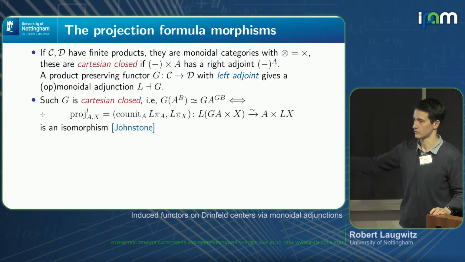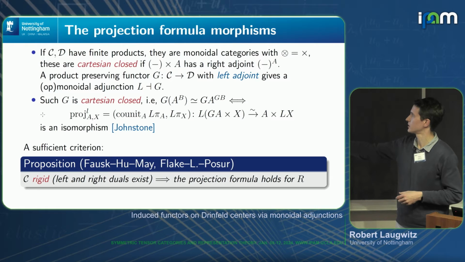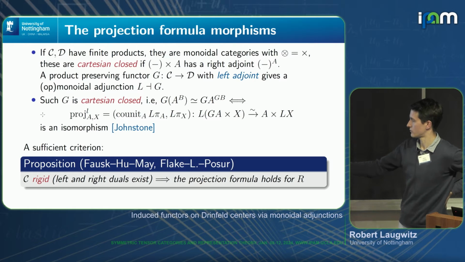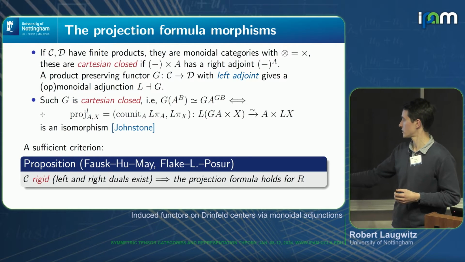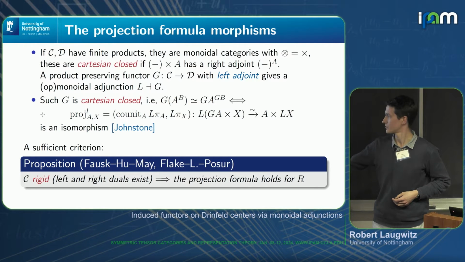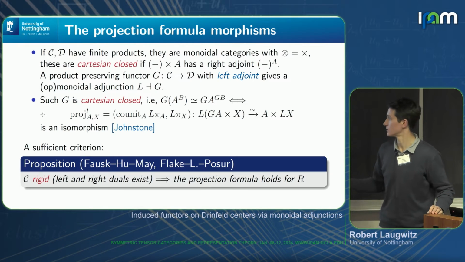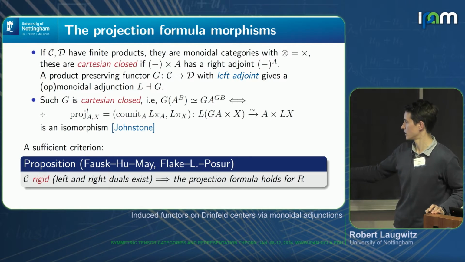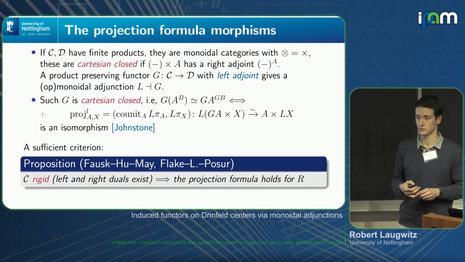Although here maybe the Drinfeld center is not very interesting for such categories. So we see this projection formula morphism does appear in different contexts. And here's a proposition, a sufficient condition for when it is invertible. If you have dual objects, like in a rigid category, then the projection formula morphism is always invertible. In the context of symmetric monoidal categories, this was proved by Fausk, Hu and May, and we noticed that it's not necessary to have a symmetric monoidal structure here, it just works in general. But it is more general, so we know examples of functors where projection formulas hold, but they're not rigid categories.